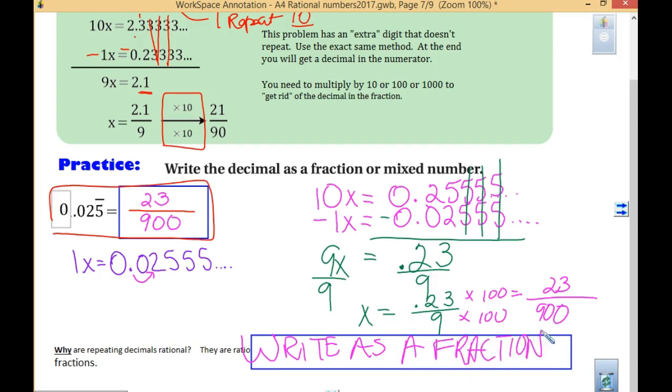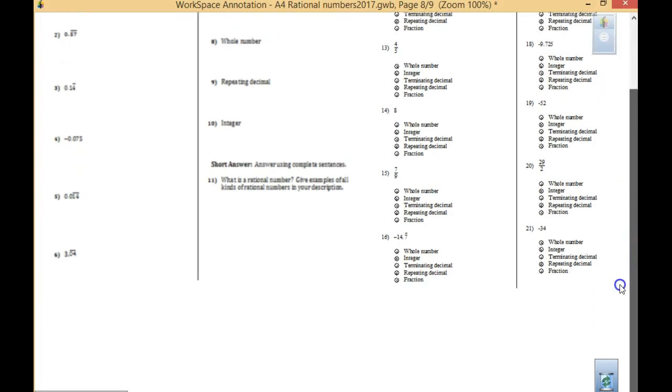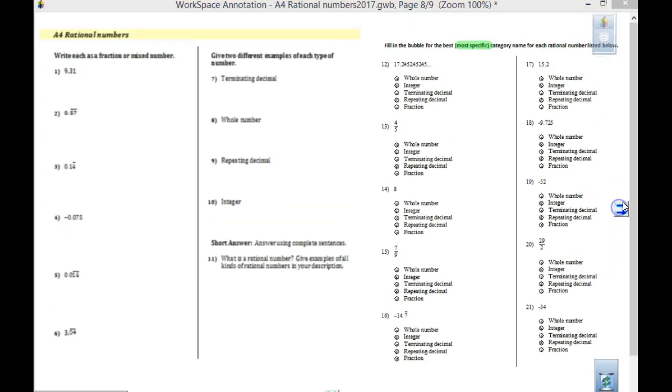Now, we have a few minutes before you leave here. I want you to turn back to your assignment way towards the back. Page 37. Can you do number 1 right now? It doesn't have to look like what we just did. We read that as 9 and 31 what? Hundredths. Write the mixed number.